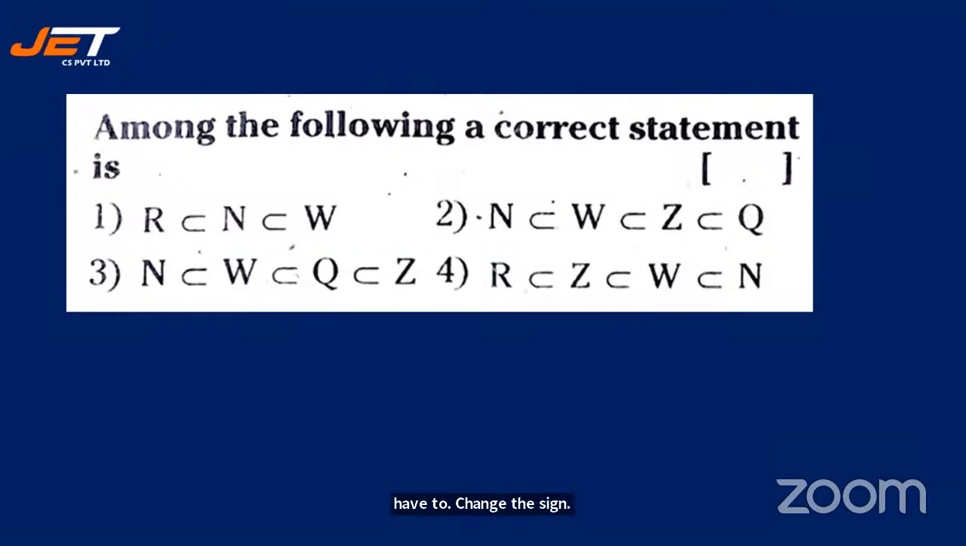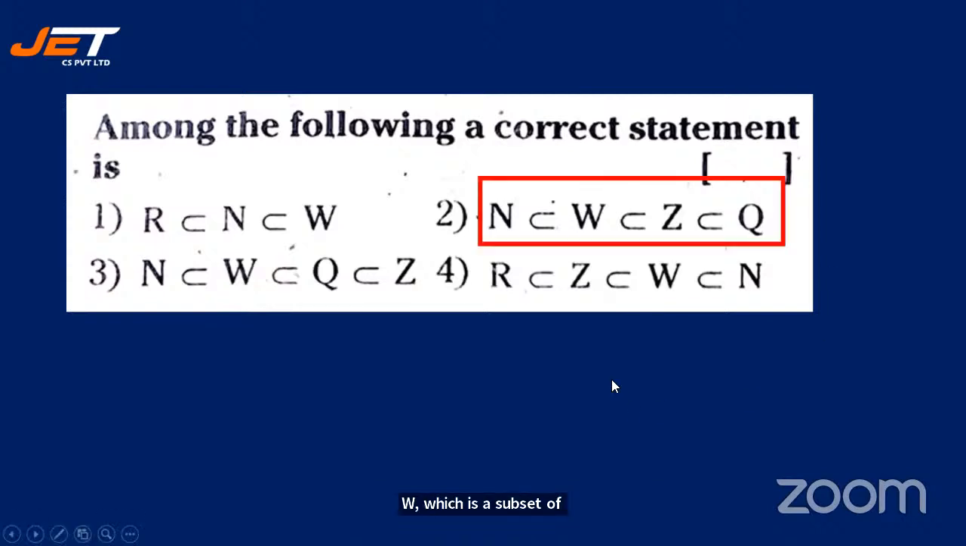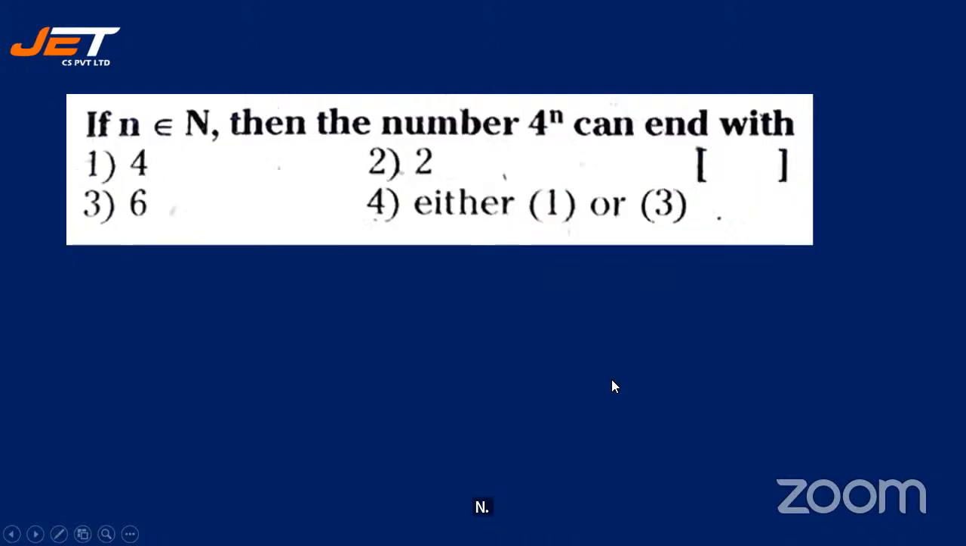Among the following, a correct statement is dash. R is a subset of N is a subset of W. Second one, N is a subset of W, which is a subset of Z, which is a subset of Q. Option 3, N is a subset of W, which is a subset of Q, which is a subset of Z. Fourth one, R is a subset of Z, which is a subset of W, which is a subset of N. Yes. So let's see, it is option 2.